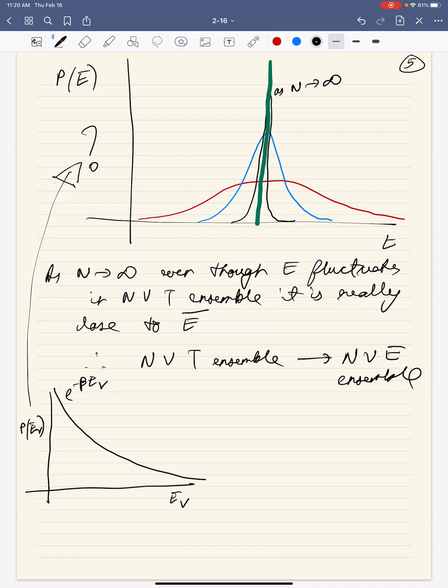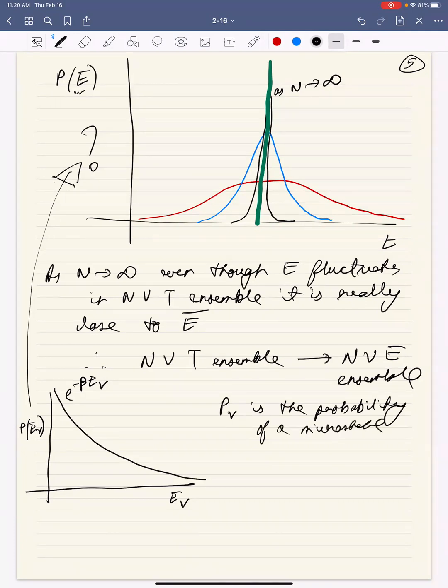So we are talking about P of E. We are not talking about P of E nu. Okay. P nu is the probability. This is subtle, and Chandler kind of talks about it, but in his peculiar style very quickly. P nu is the probability of a microstate.